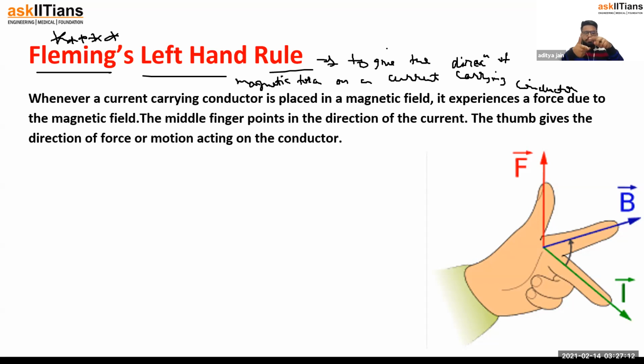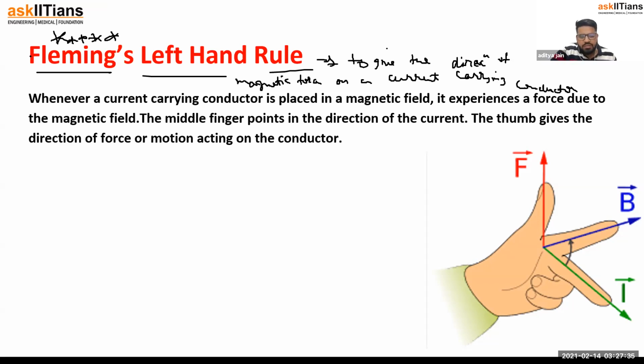Starting with the thumb, FBI. F for force, so force is represented by the thumb. B is for magnetic field, represented by the index finger. And I is the direction of current, given by the middle finger of the left hand. The basic thing is that you have to extend all three fingers, thumb, index, and middle, mutually perpendicular to each other. So this is the case.